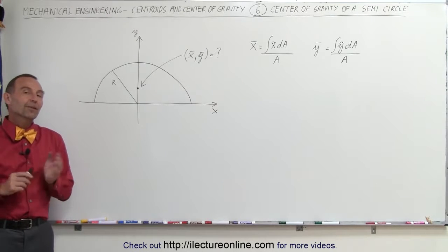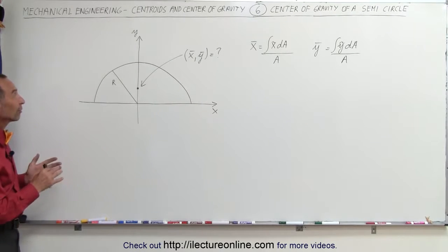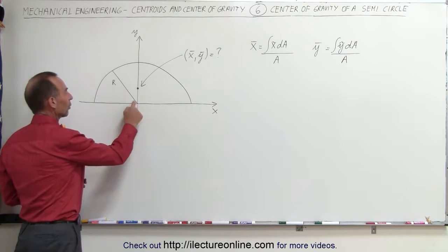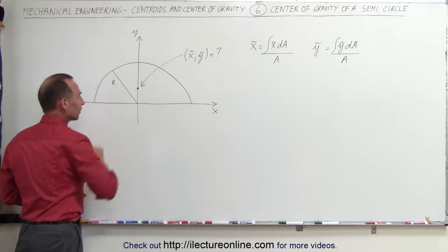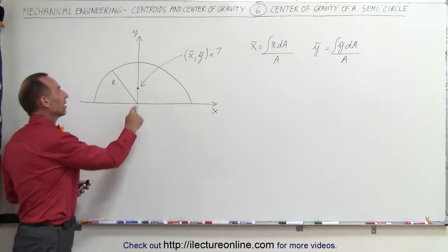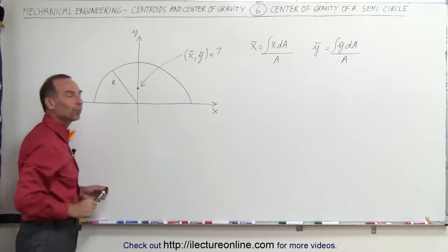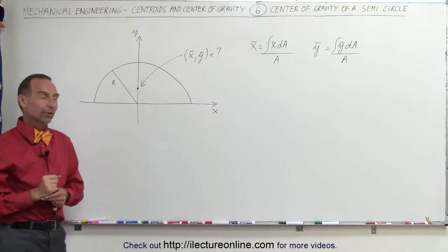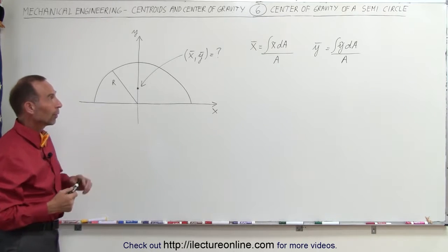Welcome to Lecture Online. In this video, we're going to find the center of gravity of a semicircle. Notice the center of the circle is at the origin. Of course, if this was a complete circle, it would be at the origin. And we realize that the center of gravity will be somewhere on the y-axis, which means that the x-coordinate in this case will be 0. Now the y-coordinate, we'll go ahead and find that.